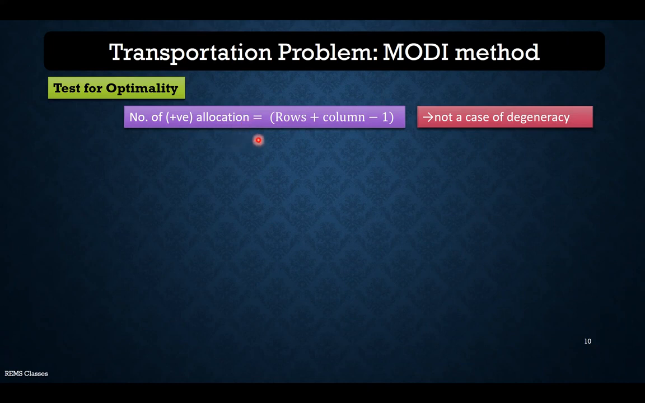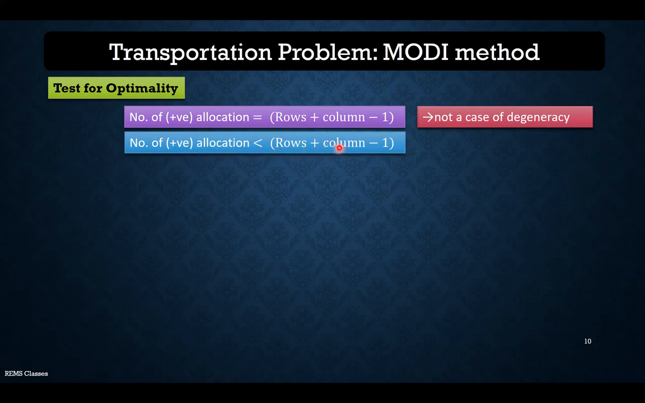If the number of allocations is less than rows plus columns minus 1, then we will say that this is a case of degeneracy. And if it is a case of degeneracy, we will discuss what we have to do.